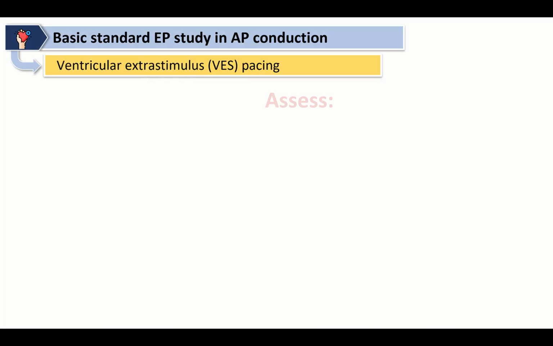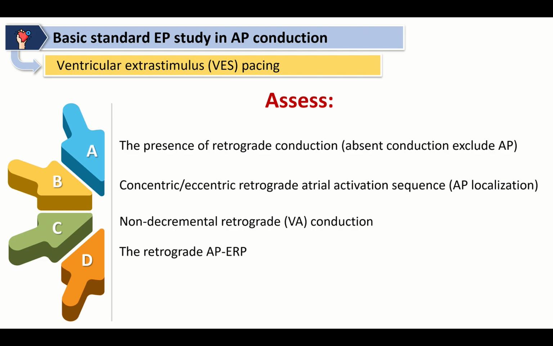So let's see the golden rule when we give ventricular extrastimulus in case of accessory pathway: presence of retrograde conduction, because absence of conduction excludes accessory pathway. And is it concentric or eccentric atrial activation sequence. And from this we can localize the accessory pathway and know where the accessory pathway is located. And for sure it's a non-decremental retrograde conduction, fixed VA interval, and we have to assess the retrograde accessory pathway ERP.